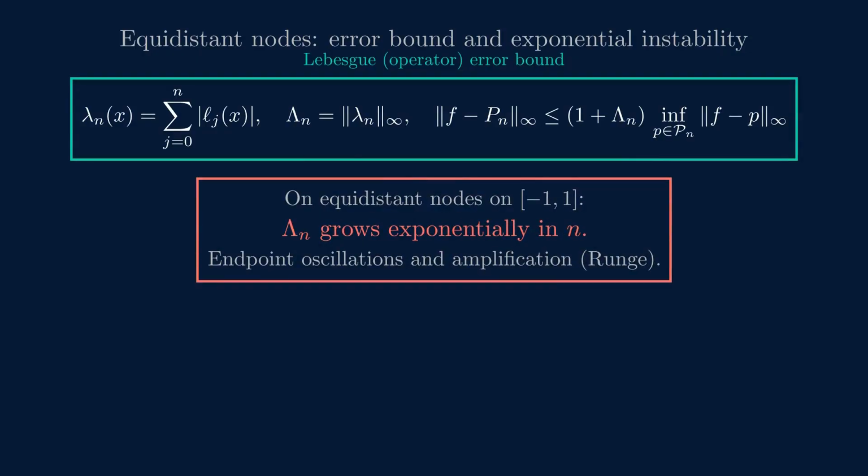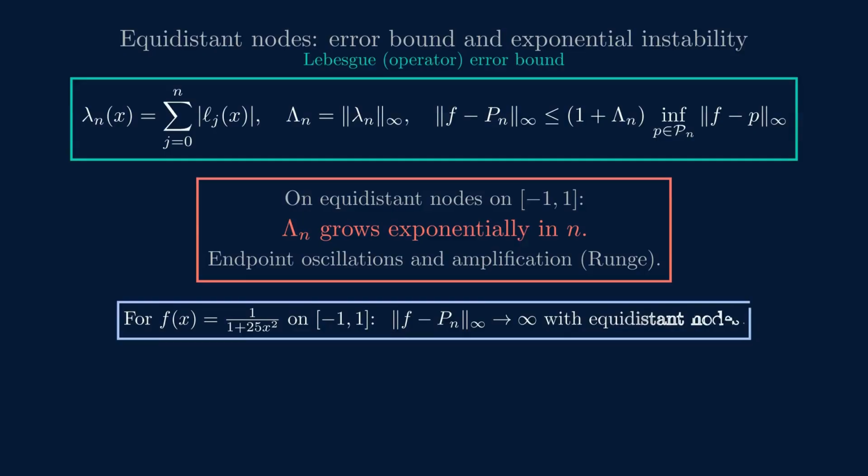On equidistant nodes on the interval -1 to 1, lambda sub n grows exponentially with n. Endpoint oscillations and amplification follow. This is the Runge effect. For f of x equal to 1 over 1 plus 25x squared on -1 to 1, the sup norm of f minus p sub n diverges when the nodes are equidistant. So, how can we fix this?